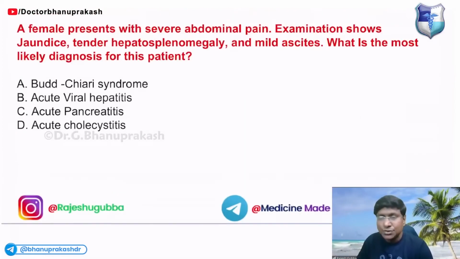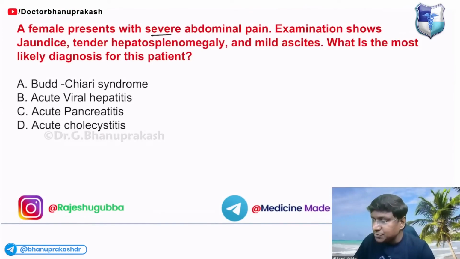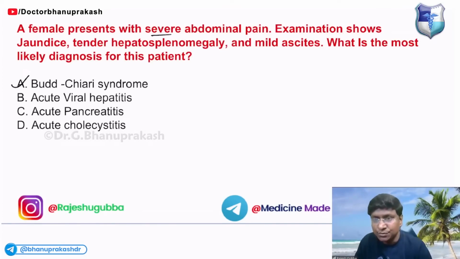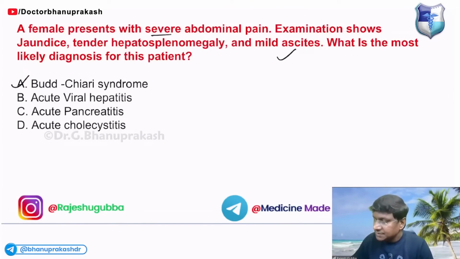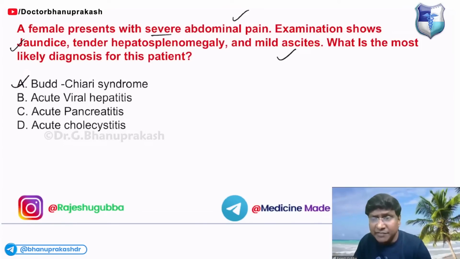Now, coming to the clinical scenario: a female presents with severe abdominal pain. Examination shows jaundice, tender hepatomegaly, and mild ascites. What is the most likely diagnosis in this patient? Right. So it is Budd-Chiari syndrome. The classical presentation of Budd-Chiari syndrome is ascites, jaundice, and abdominal pain. These three are very important features in case of Budd-Chiari syndrome.